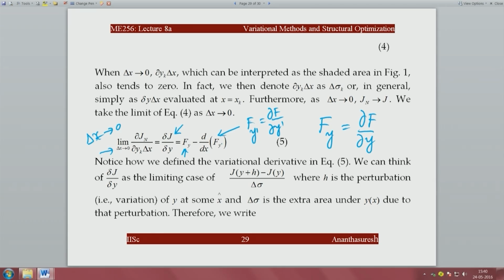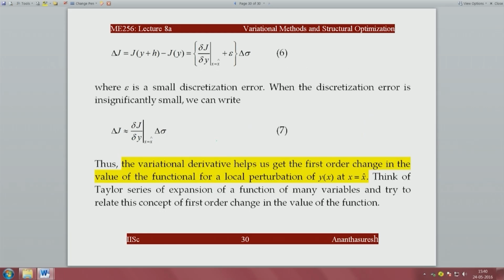So, this becomes our variational derivative. At every point, if you want to know what will be the change in the functional if I perturb a function at a particular point, it is nothing but this variational derivative. By the way, what we have done in the last few minutes is how Euler derived what we now call the Euler-Lagrange equations.